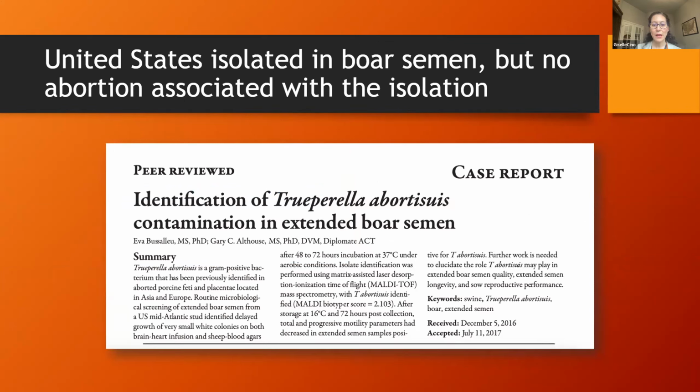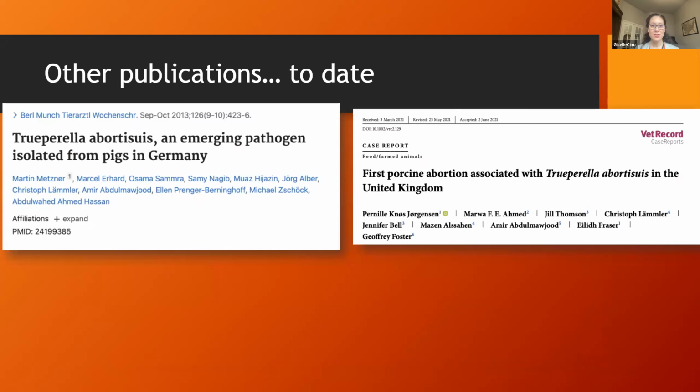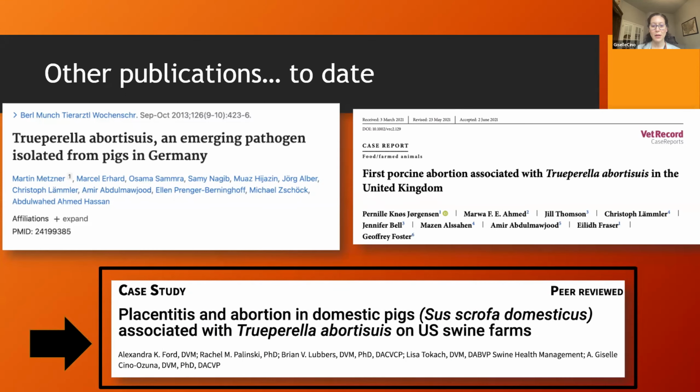However, in the United States, this was isolated in some boar semen and in some other cases, but never reported in abortion cases. Next, please. Among the other publications I mentioned, the one on the left is the German publication that mentions the isolation of this organism in pigs in Germany, associated with a potentially emerging pathogen of abortion in swine. And the United Kingdom one on the right was just reported in May 2021. Next, please. And the one I will mention is my publication with my collaborators that describes the abortions in the United States. Next, please.